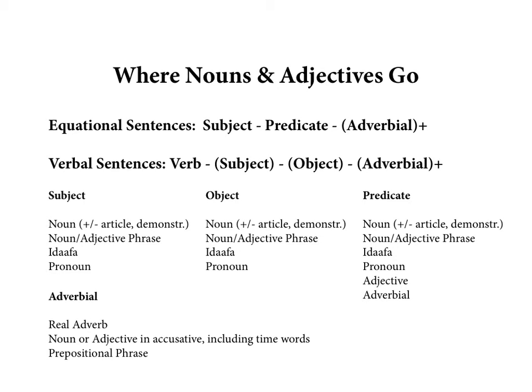An adverbial can be a prepositional phrase, by the way, as the predicate of an equational sentence. So you can say the professor is from Beirut. And so an adverbial can either be the predicate itself, or it can be added on to the equational or verbal sentence. And then you say, well, what can be an adverb? You can have a real adverb, which is just a word that is an adverb at base. You can also have a noun or adjective in the accusative, like time words, or words like ahyanan. And you can have prepositional phrases, which are basically just a preposition and a noun phrase.